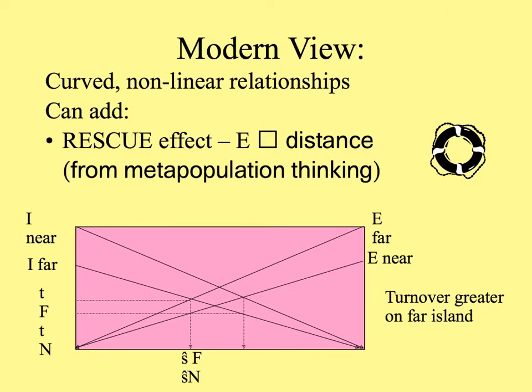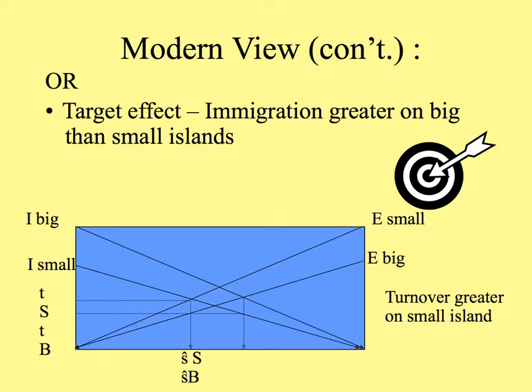So thinking about these relationships more, we can see that also the closer an island is to the mainland, the more likely it is that the population can be rescued from extinction, and that extinction is inversely proportional to distance. And also, the larger the island is, the greater the chance it will catch immigrants. So immigration on a big island is larger than immigration on a small island.